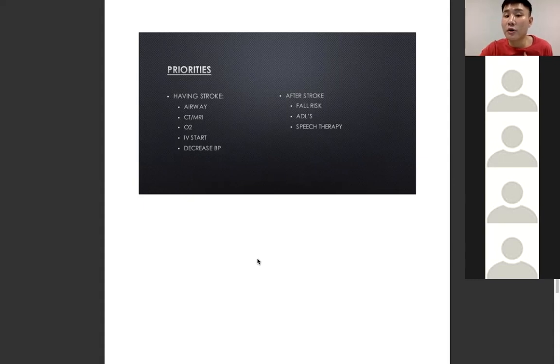After the stroke, we make sure to initiate fall precautions because these patients are at high risk for falls. We help them with ADLs, activities of daily living, and we have them work with speech therapy. Also, after a stroke, they may not be able to swallow yet, so they are at risk for aspiration. We have to make sure we assess that before we give them any food as well.